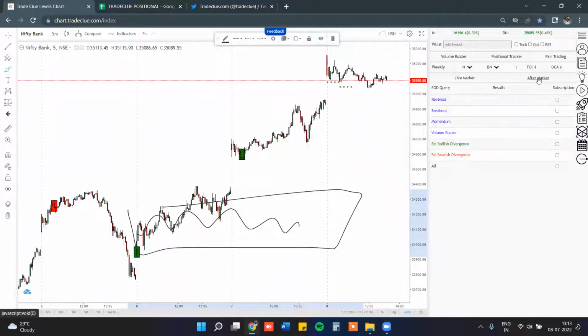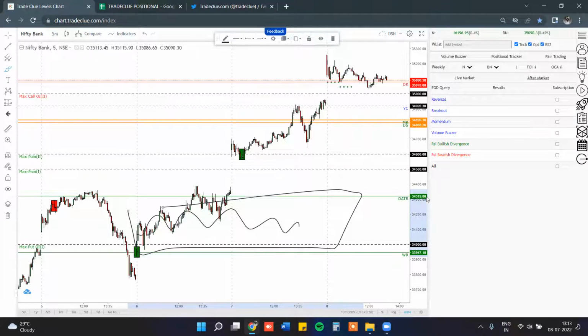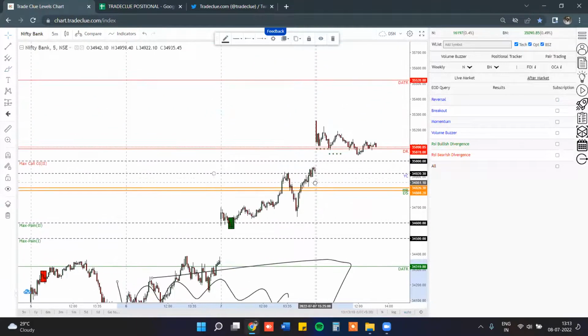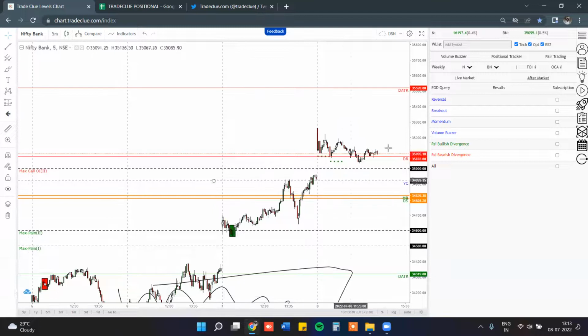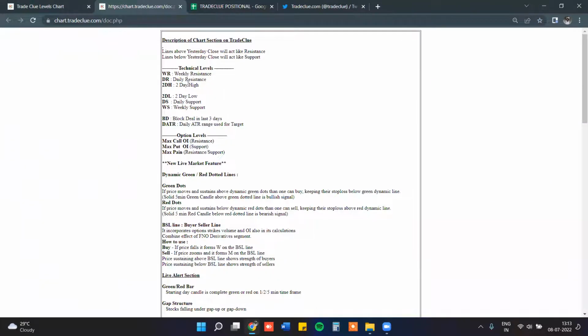So I'll just go on to aftermarket. The levels which you see on TradeClue basically update around 7 p.m. every evening. It gets updated for the next day. So once the levels are updated, the updates will be for max call OI, and new levels for daily resistances, DR, DS. All those detailed descriptions are given in this document. If I click, I'll get to know what these abbreviations are. Basically, DR stands for daily resistance. We have mentioned it in detail over here.